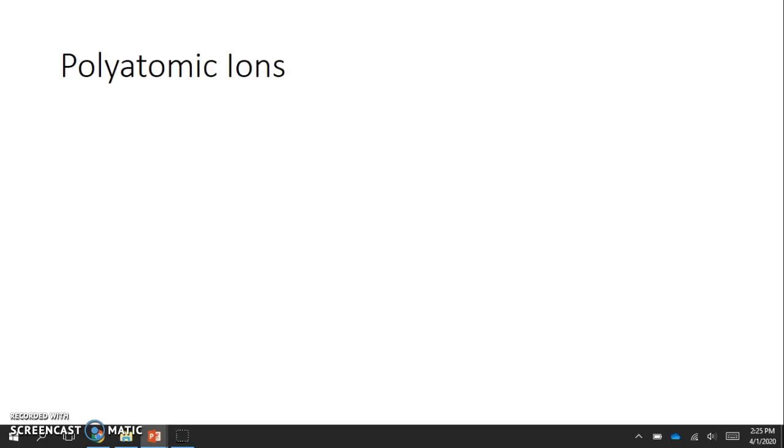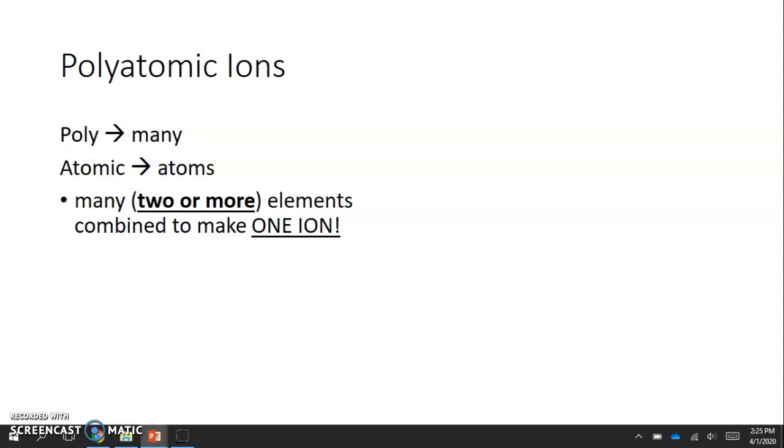So let's start by breaking down what is a polyatomic ion. Poly means many, so more than one. And then atomic is atom. So a polyatomic ion is an ion that has more than one type of atom in it. Basically, it's when two or more elements combine to make one ion.